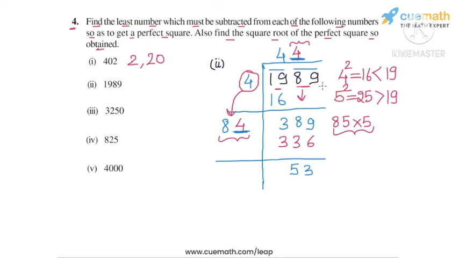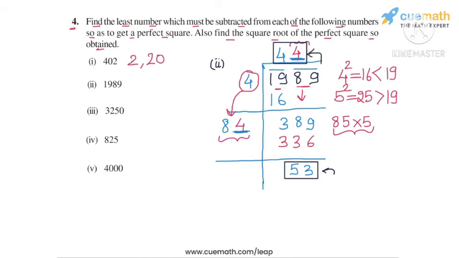And now no more digits are left in the original number. So the division process stops at this point, and you have obtained a quotient of 44 and a remainder of 53. So clearly the number 1989 is not a perfect square, because we have obtained a non-zero remainder of 53. But if we take away this number 53 from 1989, we will get a perfect square, and the square root of that perfect square will be 44.